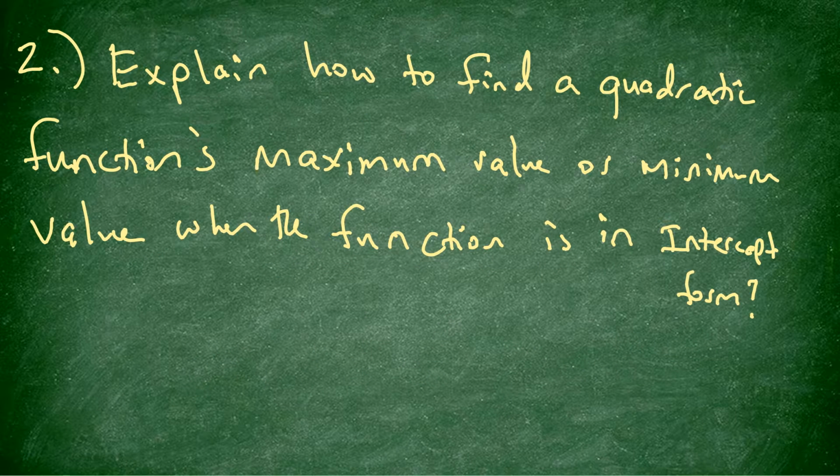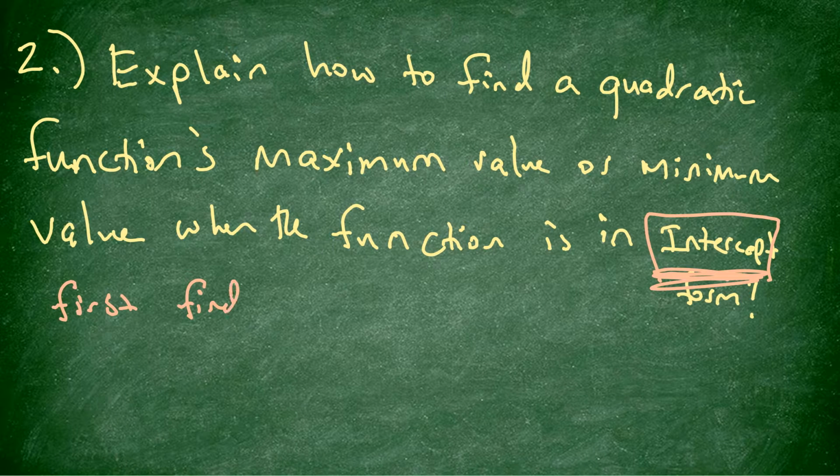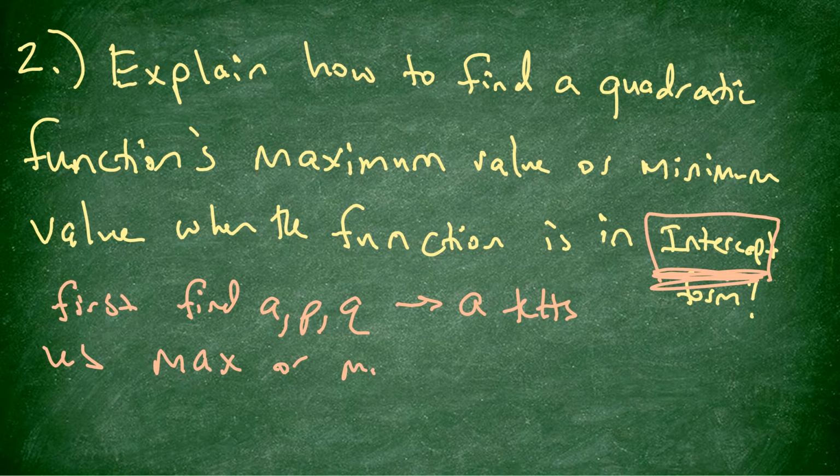Number 2, explain how to find a quadratic function's max value or minimum value when the function is in intercept form. So I think I explained this wrong in class because I thought it said vertex form. Intercept form. First, find A, P, and Q. A tells us max or min. Remember, if it's a smiley face, it's a min. If it's a frowny face, it's a max.